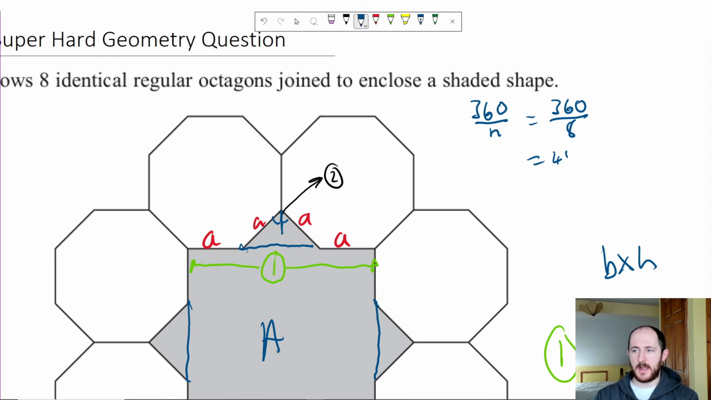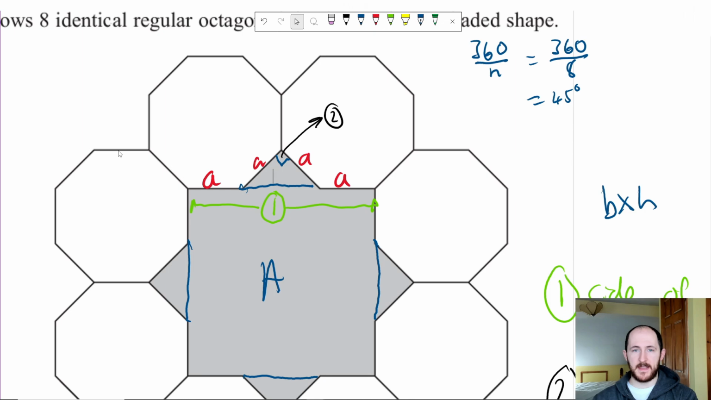Now, I know what you're thinking. Well, hang on, that's not 90 degrees. Well, don't forget, each of these parts of the angle is 45. So what is that in total? 45 plus 45 is indeed 90 degrees. So this is a big, fat, right-angled triangle.